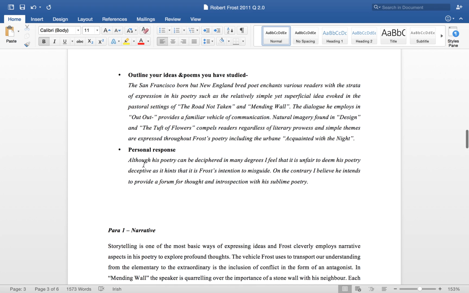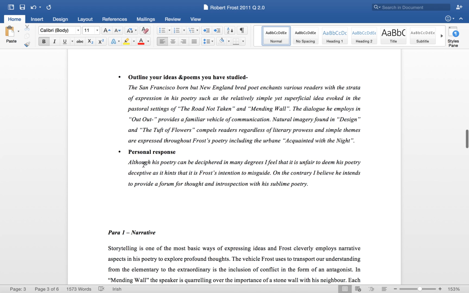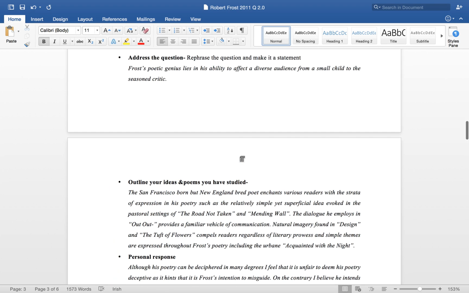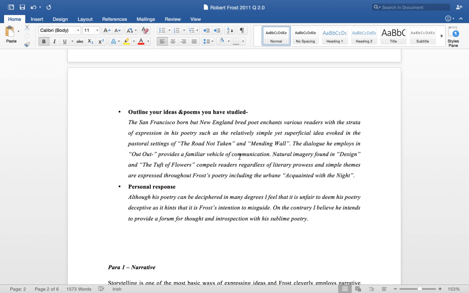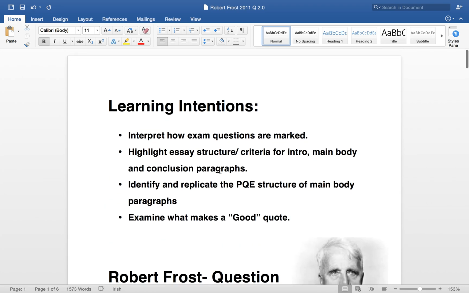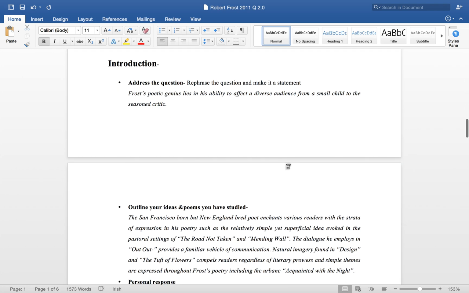So I'm disagreeing with the question that it's deceptively simple, because I feel as though deceptive is an unfair word. Yes, there are many layers, but not necessarily deceptive, because it's not Frost's intention to deceive us. He wants to guide us. So that is my introduction, and you're not going to write an introduction like that straight away. It's going to take practice, but you can kind of see the structure there. So if we look at our learning intentions, we know how to do an intro now. So let's move on to a main body paragraph.